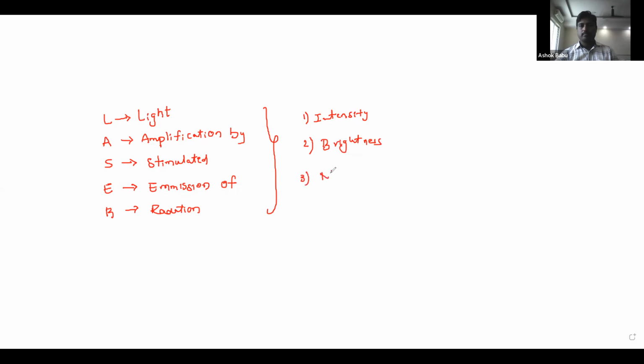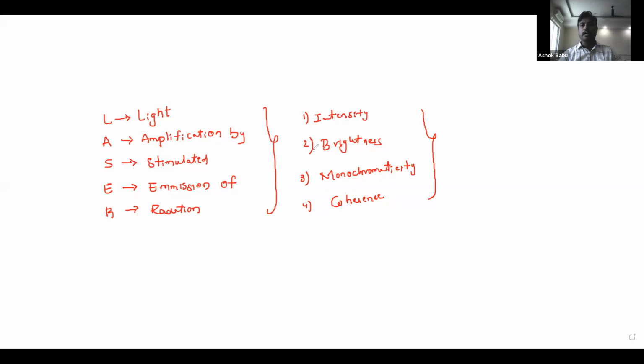Monochromaticity. Monochromaticity means all the laser light, when you observe the lights, all are produced in a single color, having a single wavelength. Coherence. When the two light waves are in coherence, then only we are producing high intensity light. And these are some characteristics of lasers.